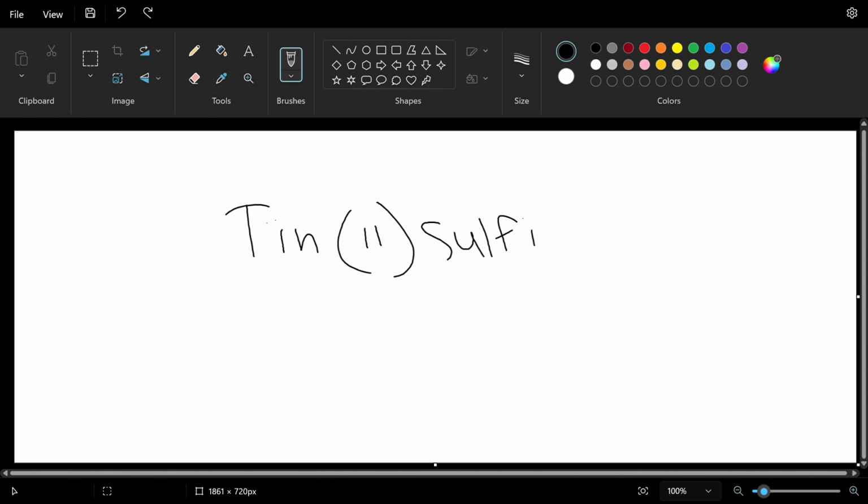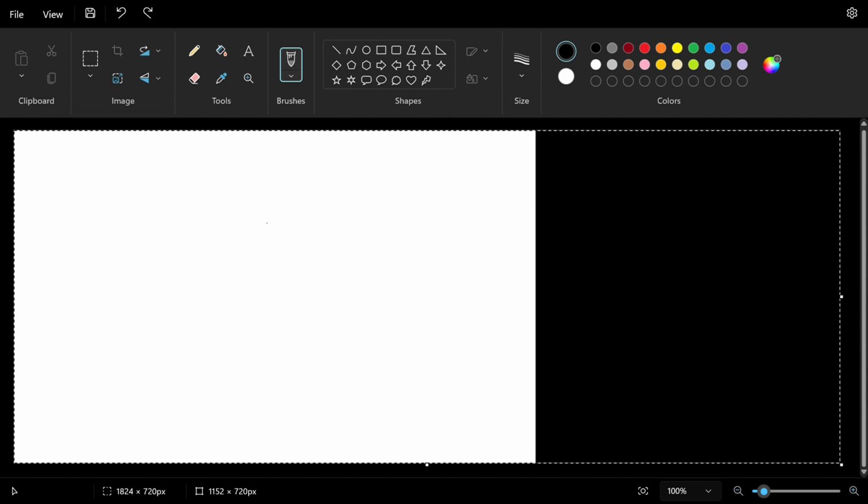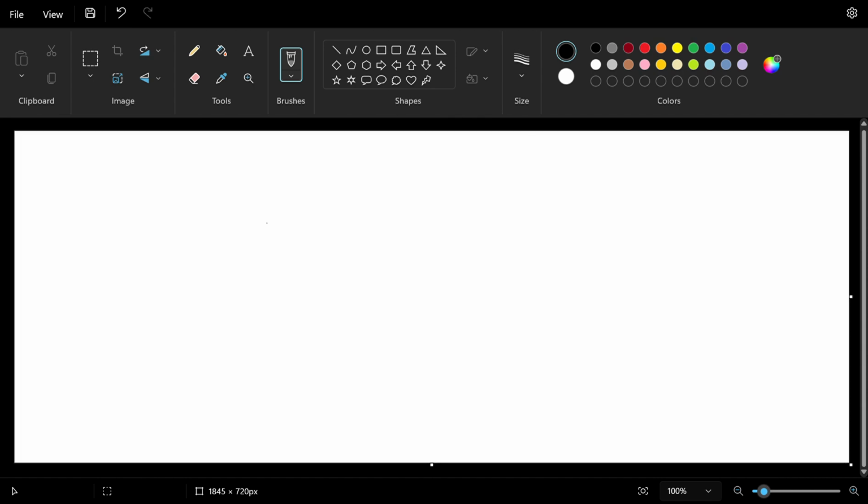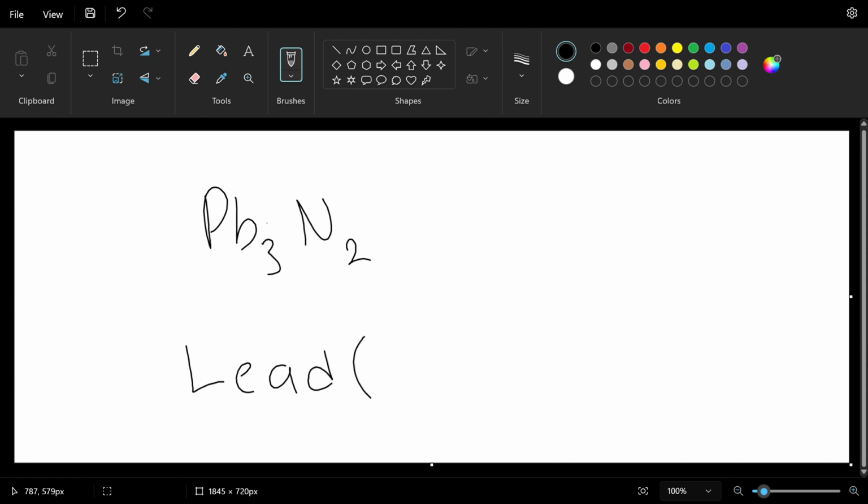Now, for the nomenclature, it can get a little bit tricky, but it's pretty simple once you get the hang of it. So it would give you a formula, like for example, Pb3N2. To start us off, we can just write out the names of the elements, which is lead, and leave parentheses for the Roman numerals. The Roman numerals, again, are the charge of the element, and this is nitrogen, or nitride.